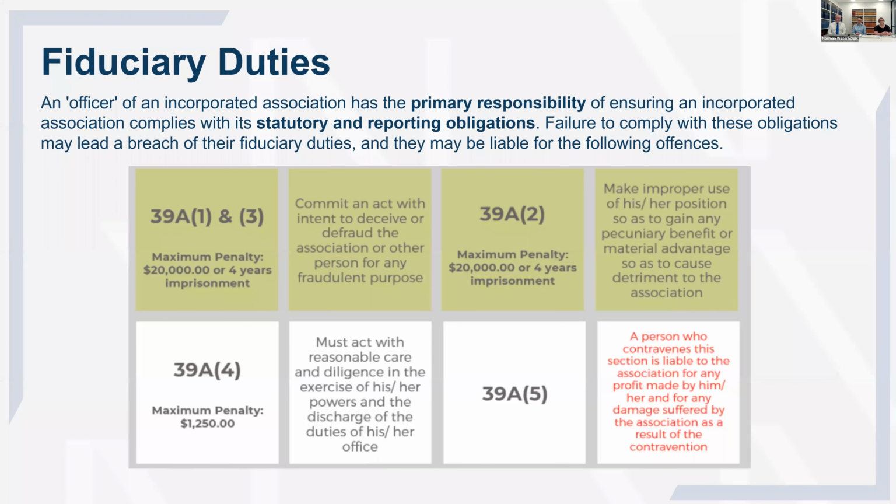Certain breaches of these duties under the Act, and generally of their fiduciary duties, include doing an act with the intent to deceive or defraud the association or other persons for a fraudulent purpose, or making improper use of their position to gain a personal advantage to the detriment of the association. And then the final one is if they don't act with reasonable care and diligence in exercising powers and discharging their duties. If they are in breach of any of these sections, they could be liable to the association for any profit they've gained by breaching these sections or any damages suffered by the association.